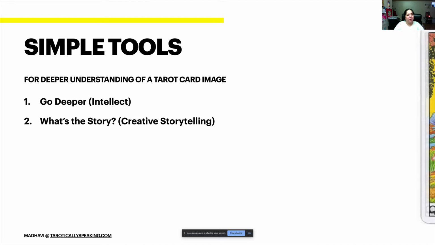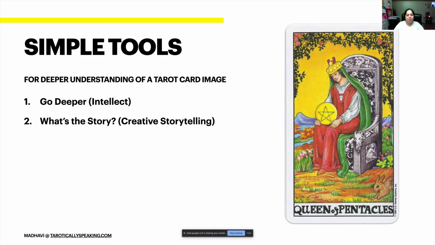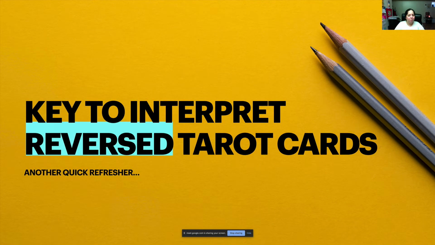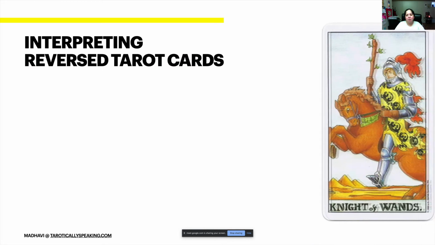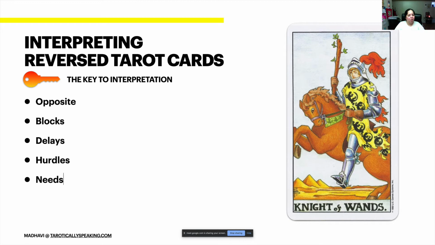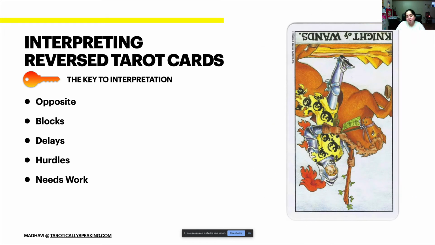You can get very creative. You can get into the storytelling aspect of it. You can go deeper with the imagery. All of that just brings a lot of intellectual stuff into the play. And in order to interpret when the cards are reversed, for instance, just apply this. Whatever you have seen in the upright, it's either the opposite of that, or there's blocks or delays or hurdles, or you need to put in some work, so it needs work to get upright.